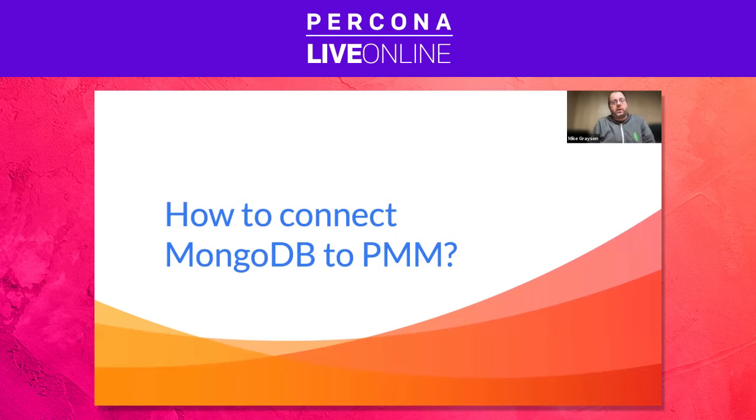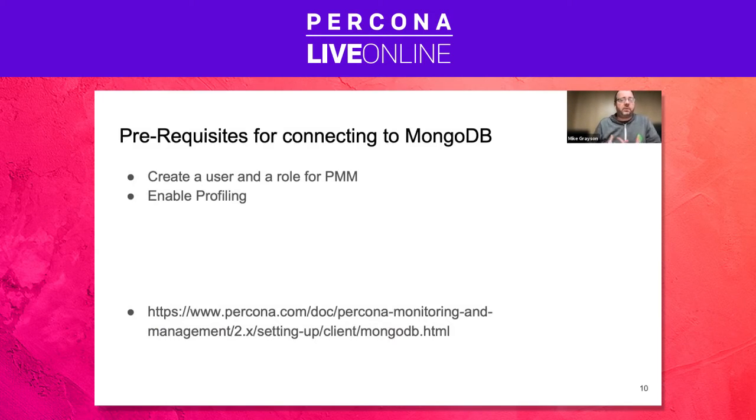So next, I just want to quickly set the stage for how you connect MongoDB to PMM. There's 2 prerequisites for connecting to MongoDB from PMM. You need to create a user with appropriate roles to be able to log in, so that PMM can log in. You need to enable profiling so that both MongoDB and the PMM agent will be able to capture slow queries.